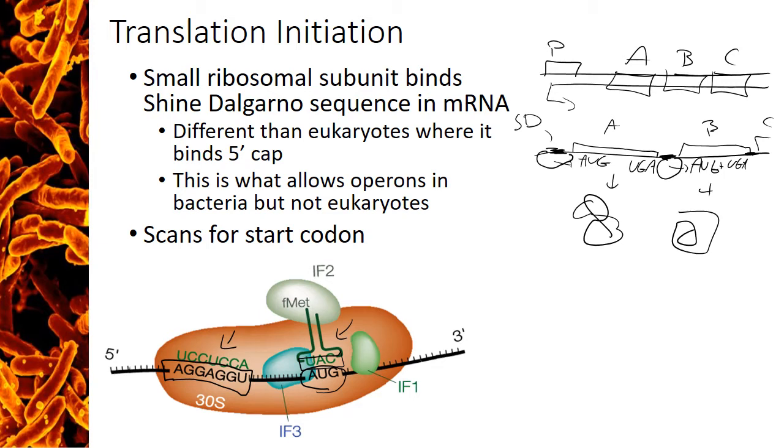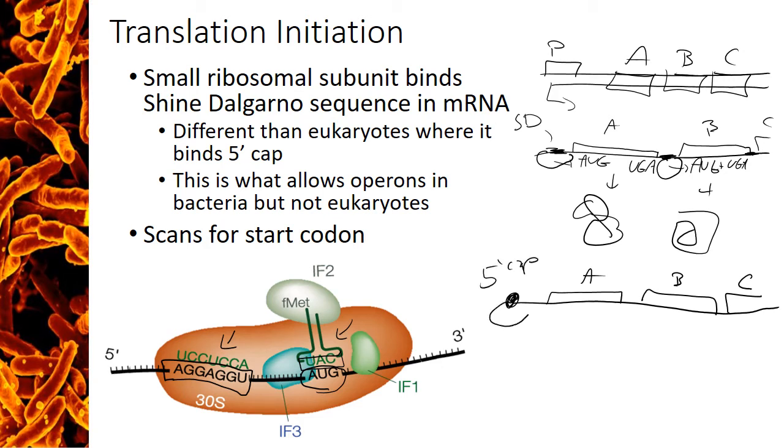If we took this same polycistronic messenger RNA, so a messenger RNA with multiple genes on it, and put this into a eukaryote instead, there would no longer be any Shine-Dalgarno sequences. Instead, there's a 5' cap, and that is where the small ribosomal subunit binds. That small ribosome scans until it finds the first AUG. It begins translation until it gets to a stop codon, so a UGA, and we would translate this first protein A.